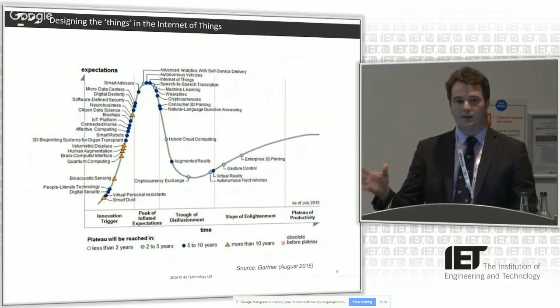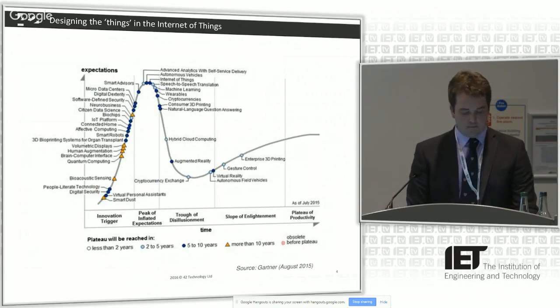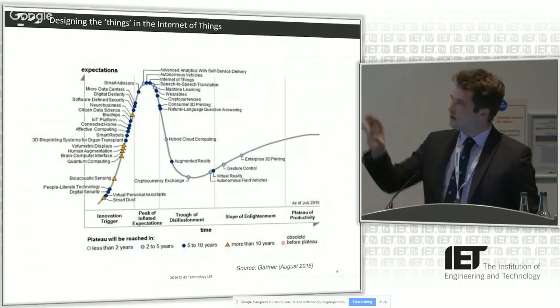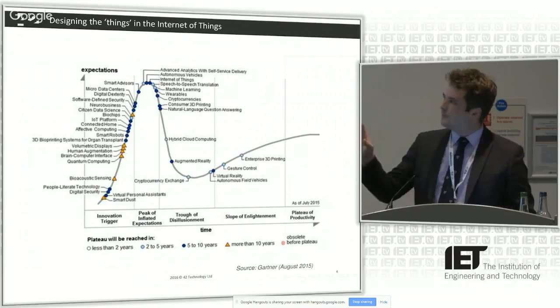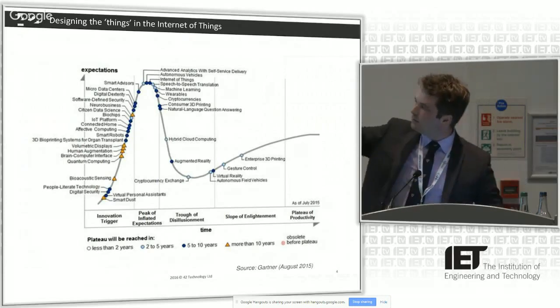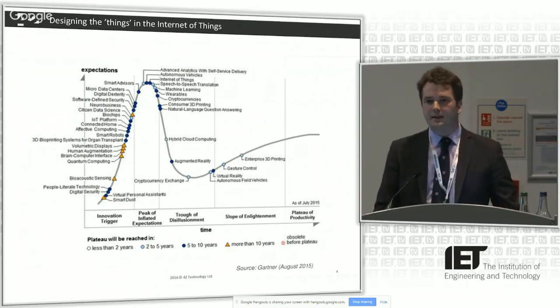And so, wow, this is really exciting. Lots of cool stuff can happen for us. But according to Gartner's hype cycle, after an innovation trigger at the bottom left on the x-axis, comes the peak of inflated expectations.